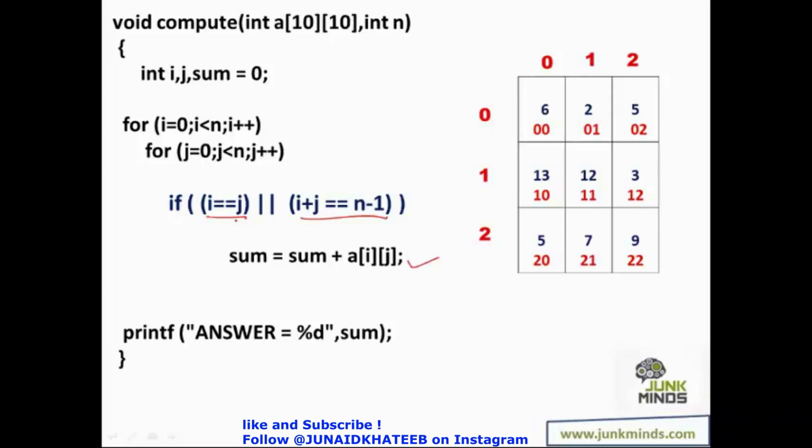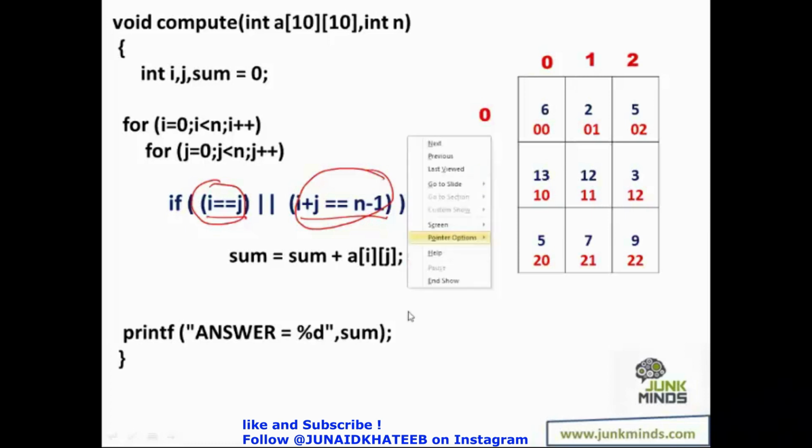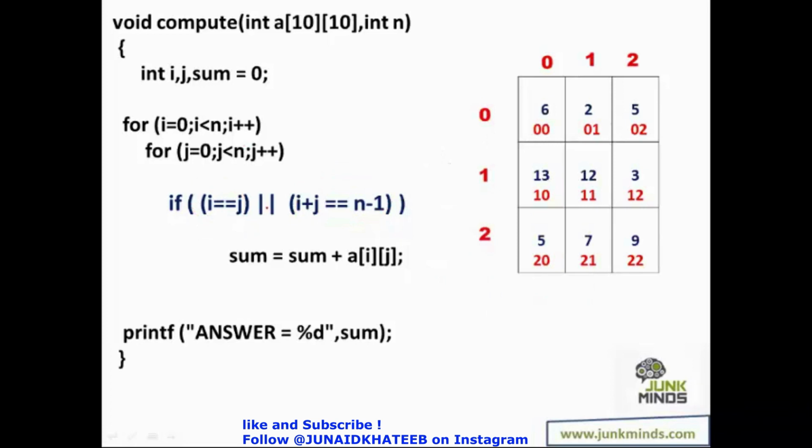When will this condition be true? When the value is on the leading diagonal. When will this condition be true? When the value is on the other diagonal. So wherever one of these conditions is true, I'll go ahead and add that value. Also, this operator that you have is a logical OR operator.